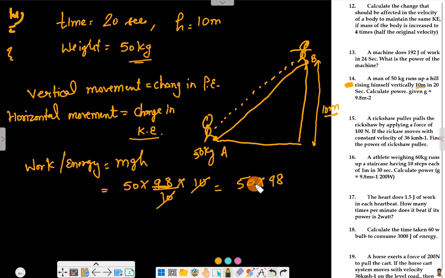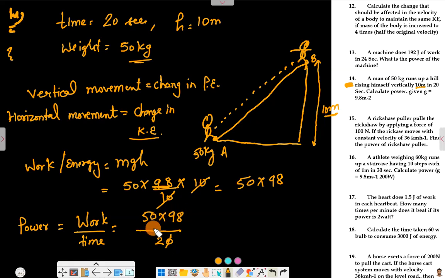Now it is asked to calculate the power. What is power? Power is the rate of doing work: energy by time or work by time. And work and energy are the same thing. So work here is 50 into 98 and time is 20 seconds. So after cancelling, it's 49. It comes out to be 245 watts. Okay, so this solves our question number 14.